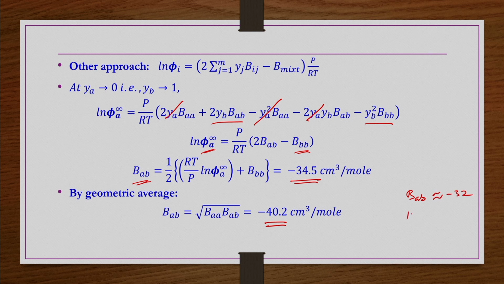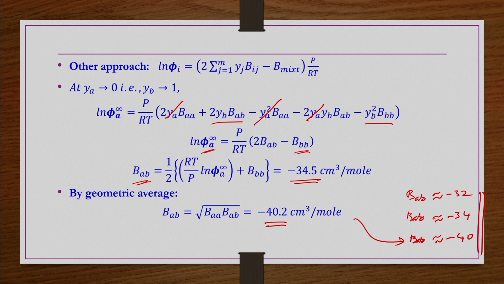This approach we got BAB is approximately minus 34, and then the good thing to see is the geometric average is giving minus 40, not a very bad approximation considering the problem that we have. It is almost close to the values that we got from the two different approaches.